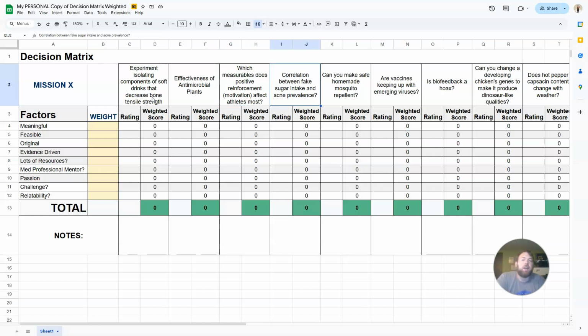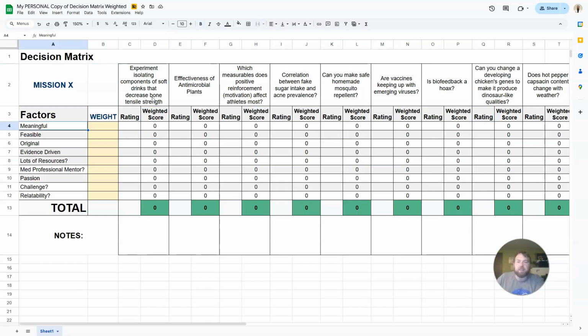Stuff like that. You can see all these examples here from those all the way down to can you change a developing chicken's genes to make it produce dinosaur-like qualities? It's from a book I read when I was younger and definitely a lot like Jurassic Park, but it is something within the realm of possibility. Maybe not in the classroom, but it is possible.